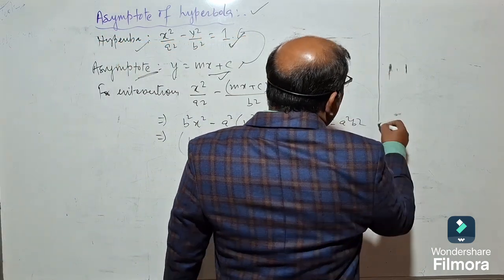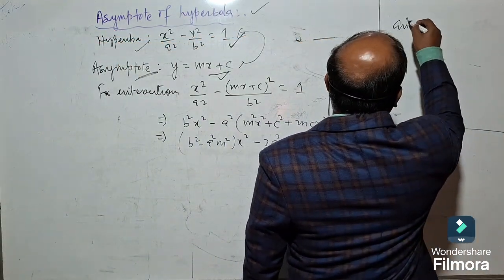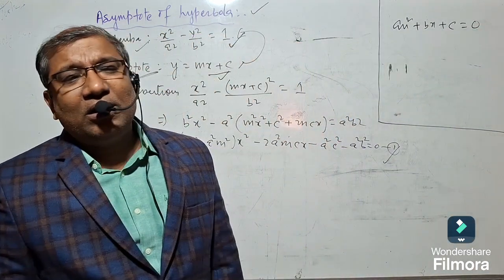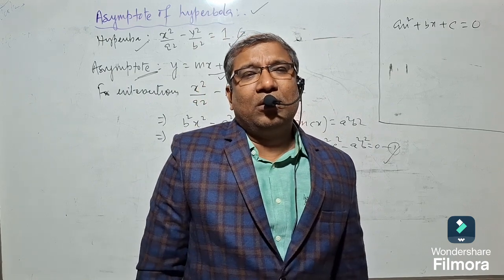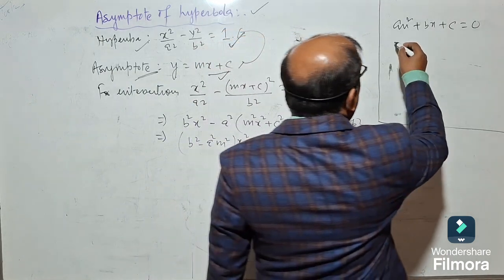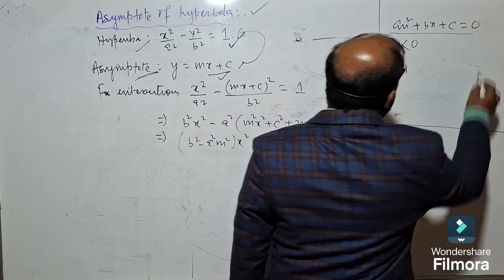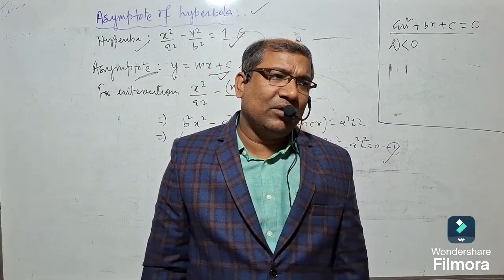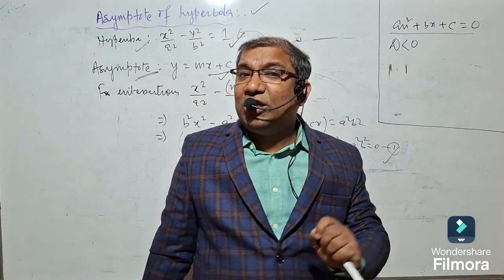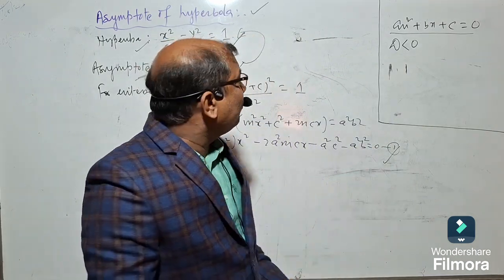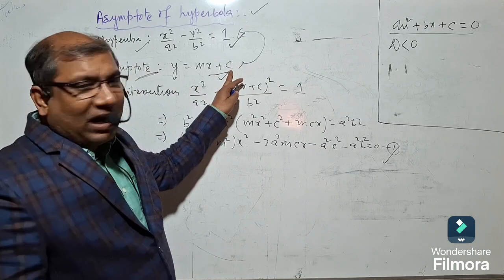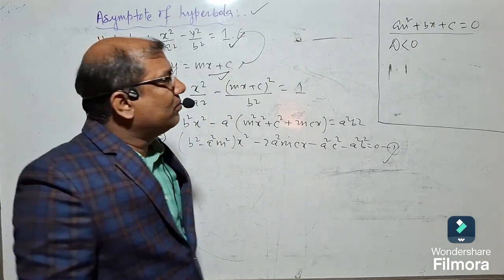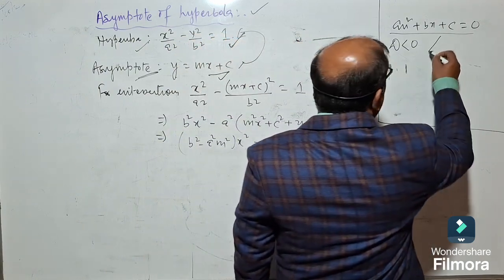So what will be the condition that the roots of the equation ax square plus bx plus c equal to 0 will be undefined or infinite? We can say if D is less than 0, then the roots of the equation will be imaginary, that is undefined. But in that case we are not going to get the values of m and c so that we can find the equation of asymptotes. So this approach we can't use.